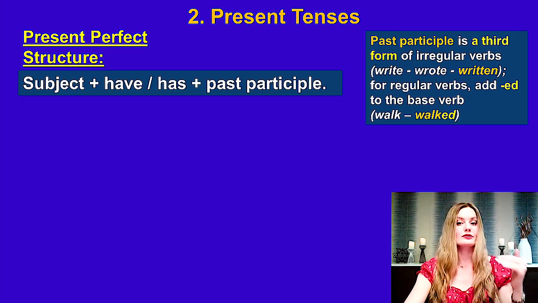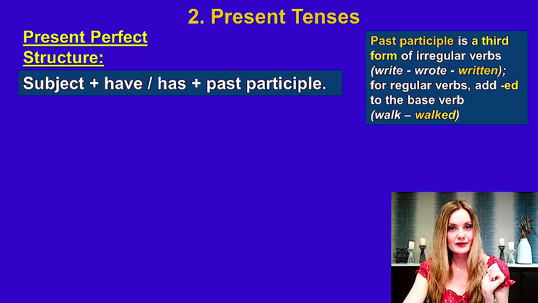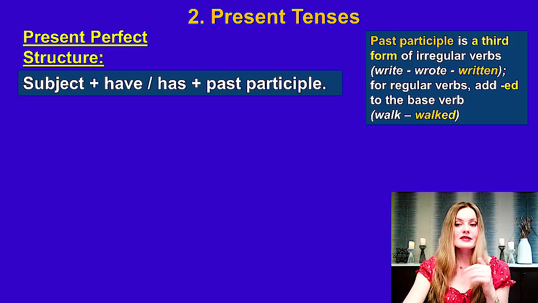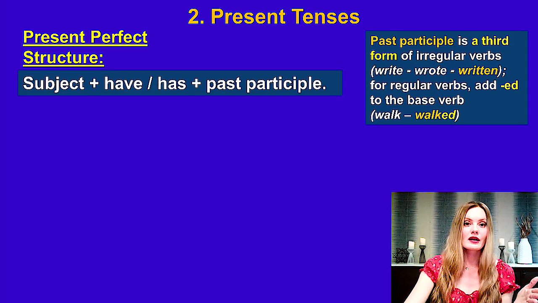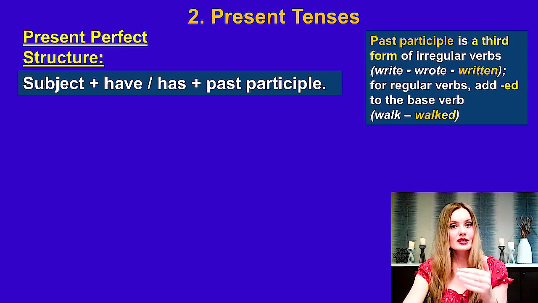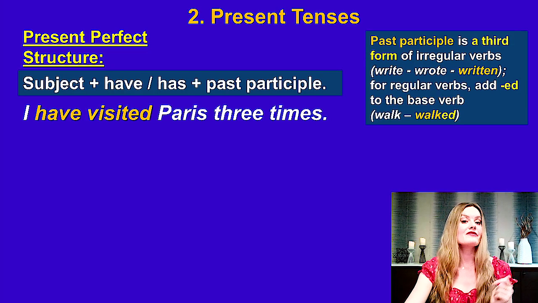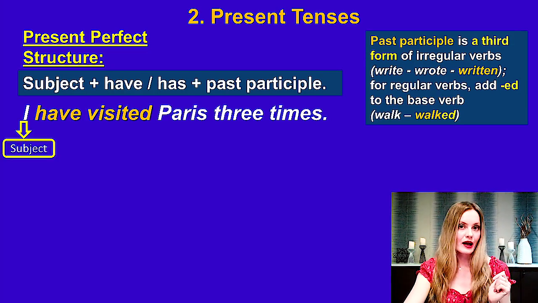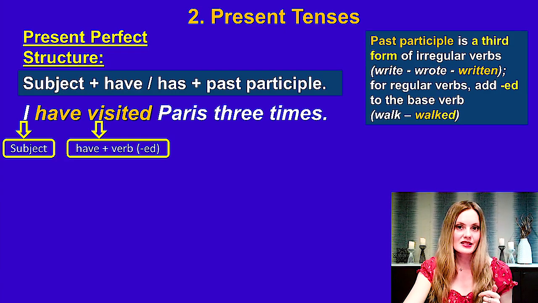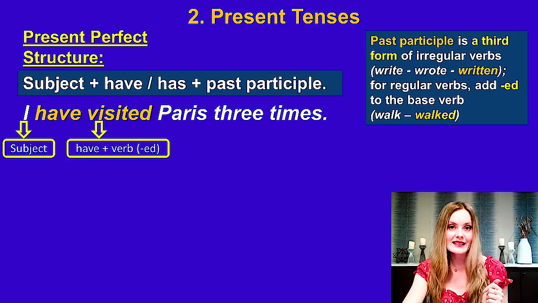For example, write, wrote, written. Written is a past participle. For regular verbs, add -ed to the base verb. Walk, walked. So walked is a past participle. I have visited Paris 3 times. "I" is the subject, then "have visited": we have "have" plus verb with ending -ed.